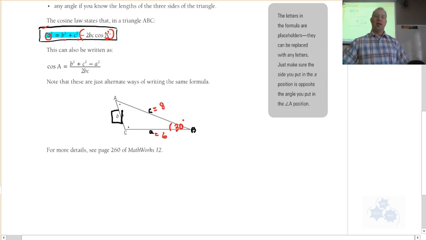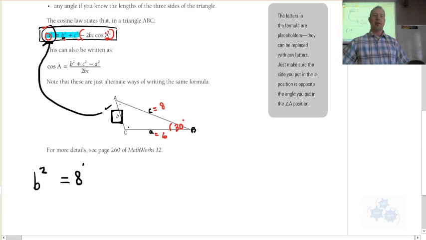Now, let me show you how we would set this up. This unknown side is going to be the side that's on one side of the equation all by itself. So I'm going to write this as B squared. If you're looking for a side like that, you can put it on the left side and square it. We also need to put the lengths of the other two sides right here, the other two sides squared, and we need to add them together. So 8 squared plus 6 squared.